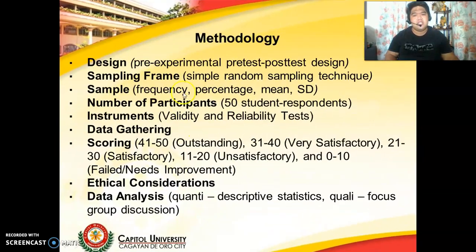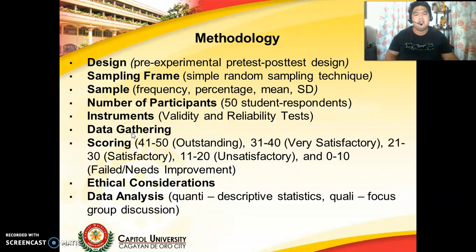So, here's the methodology. The design is obviously a pre-experimental design with pre-test and post-test. Sampling frame, it's the simple random sampling technique, so only one section. For statistics, it used the frequency, percentage, mean, and standard deviation. For number of participants, 50 student respondents. Instruments included also validity and reliability tests.